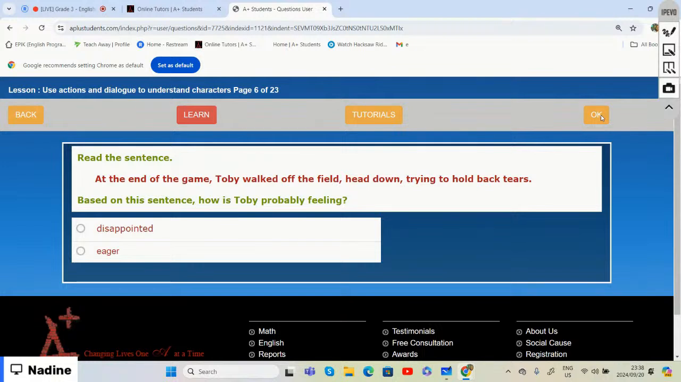All right, and if it says here, at the end of the game, Toby walked off the field, head down, trying to hold back tears. How do you think Toby is feeling? It says he walked off the field, head down, trying to hold back his tears. Is he disappointed or is he eager?